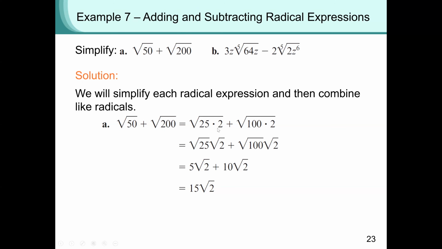50 will give me 25 times 2, and 200 will give me 100 times 2. The goal is that I want to get a basic common unit among these two terms. So I get the square root of 25 times 2, root 2, plus 100, root 2. We use the rule, we break it into 2. But I know that the square root of 25 is 5, so I get 5 root 2. And the square root of 100 is 10, so I'll get 10 root 2.